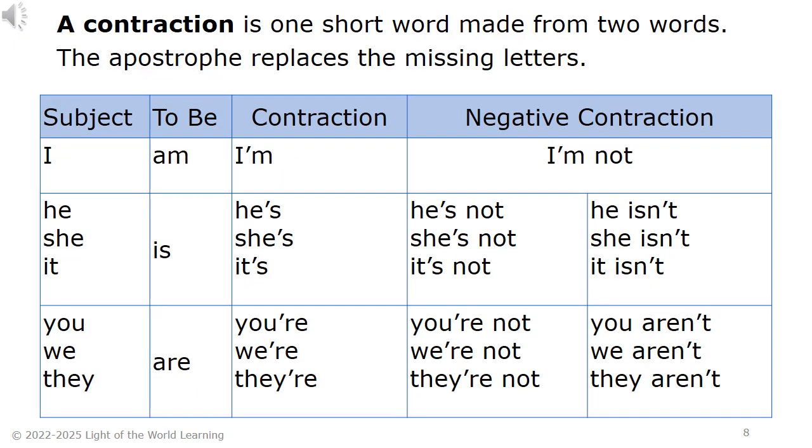A contraction is one short word made from two words. The apostrophe replaces the missing letters. Subject, to be. Contraction, negative contraction. I am, I'm not. He is, he's not, he isn't. She is, she's not, she isn't. It is, it's not, it isn't. You are, you're not, you aren't. We are, we're not, we aren't. They are, they're not, they aren't.